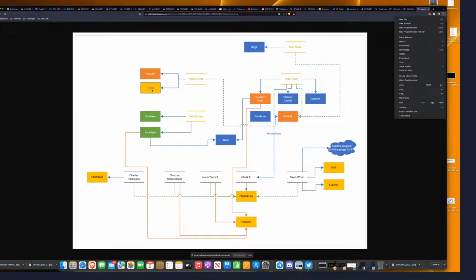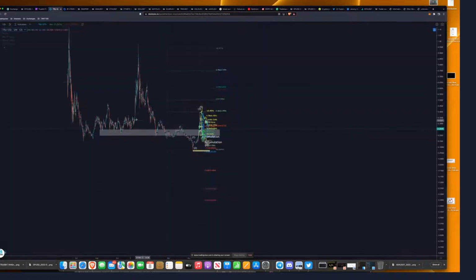And Theta is Steve Chen, the co-founder of YouTube, who is also doing Theta, and Theta is pretty much the Web3 version of YouTube. So that's what's coming. And yeah, I'm into DOT. I'm not into Kusama. And Cardano I'm into, and TrueBit. If you get the bottom, it's going to be huge. And that's my tip for long-term investors. So that's why I'm pretty much into TrueBit.